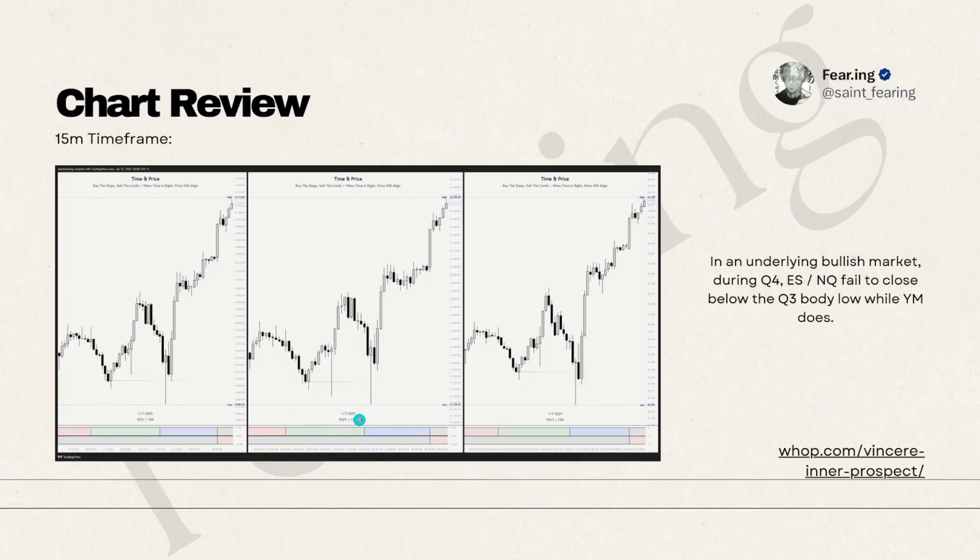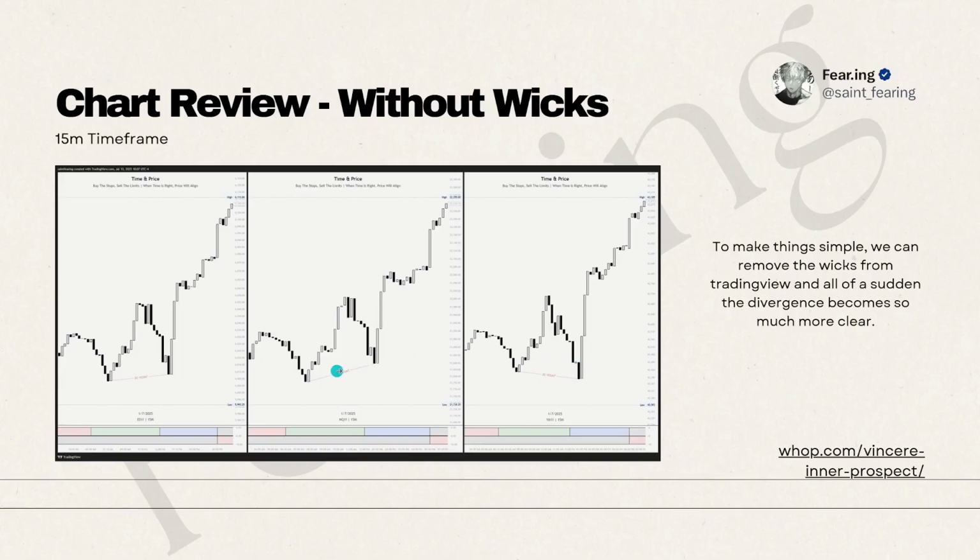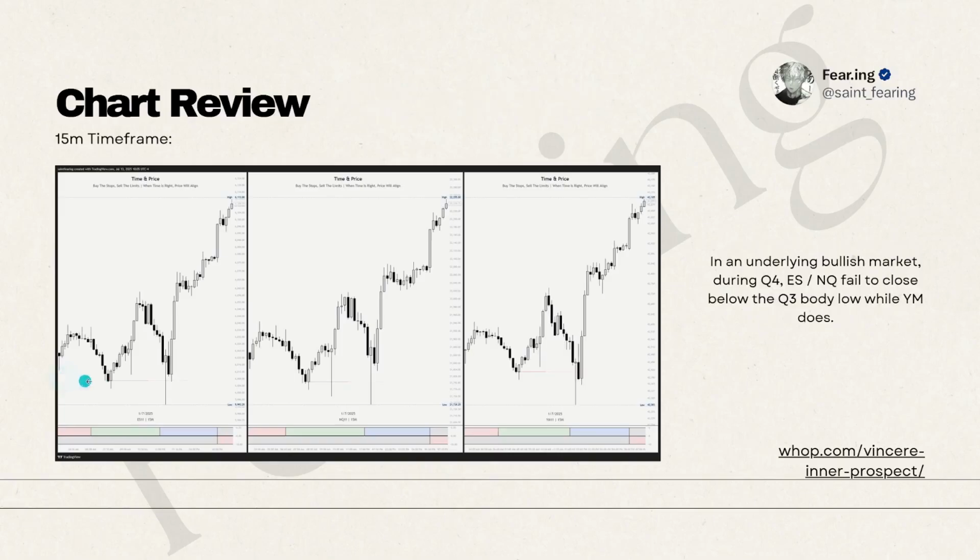Now, like we were talking about earlier, if you are just looking for regular sequential SMT, you will see that all three indices run out the low. All three indices during Q3 run out the Q2 low. There is no regular sequential SMT here. However, if you actually just look at the bodies, you will see that ES and Q, we don't run out the body low. YM does. And when I say run out, I mean we close below. I should say specifically, ES closes above, and Q closes above. So during Q3, we close above the Q2 body low. However, YM during Q3 closes below the Q2 body low. That is how you identify hidden sequential SMT.